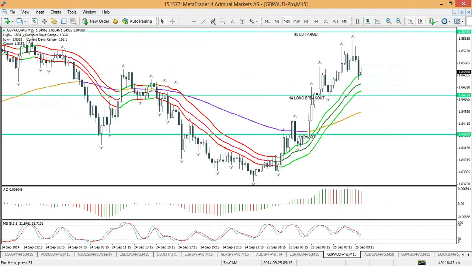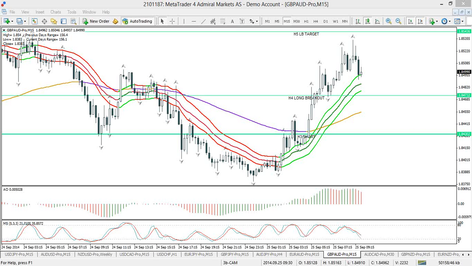So why this long at H4? Well, to be honest, I would have taken it even here or here if I would have seen it at that time, but that was the Asian session, I was sleeping. So I woke up, I saw this move up, and I thought the H4 now could be a bouncing spot. So that was the reason.